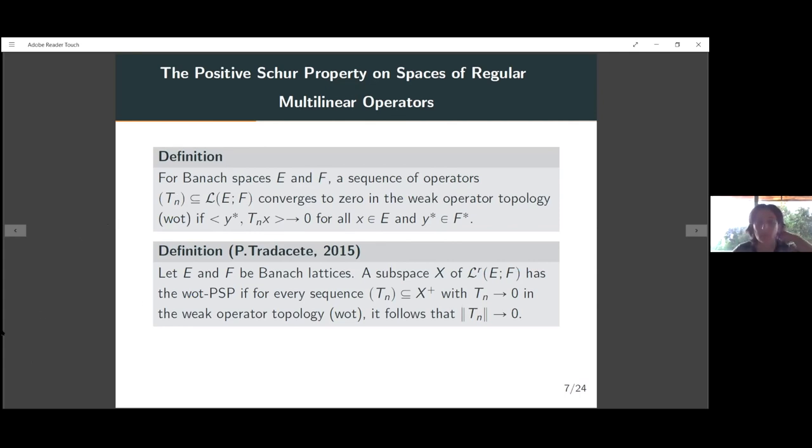And in his paper of 2015, Pedro Tradacete defines, I have this definition from that paper, for Banach lattices E and F, a subspace X of the space of regular linear operators from E to F has the weak operator topology positive Schur property, or WOT-PSP, if for every positive sequence of operators in X which converges to zero in the weak operator topology, it follows that the norm of T_n goes to zero.